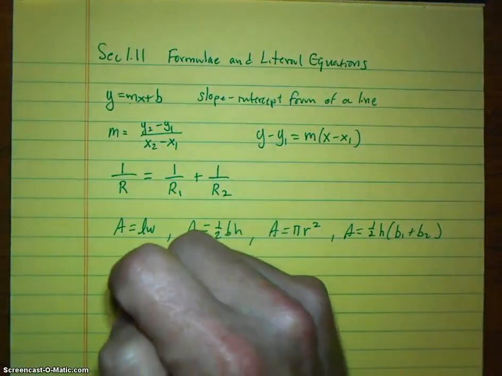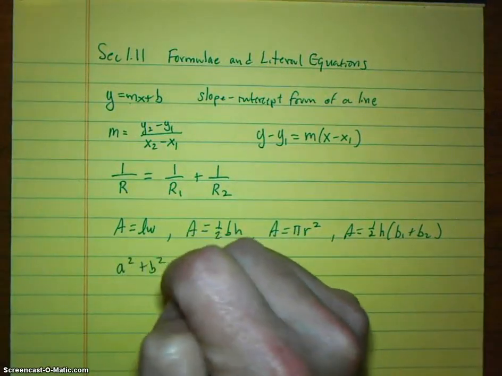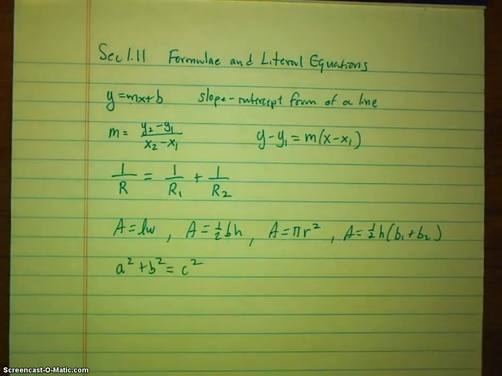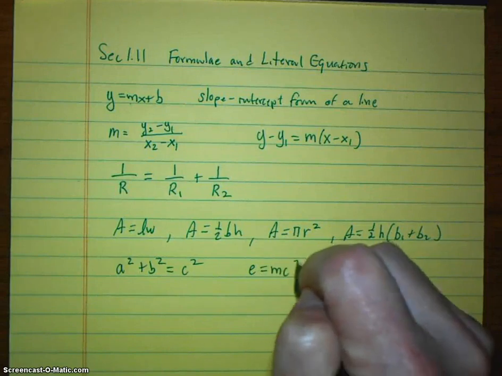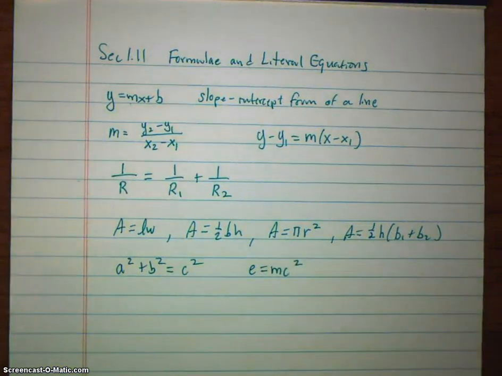There are millions and millions of formulas out there. Another one students will always give me is a squared plus b squared equals c squared. That's our Pythagorean theorem. Works in a right triangle. Another very famous one that students will sometimes say is E equals mc squared. That's Einstein's formula. Energy is mass times the speed of light squared. Okay, so what we're going to do in this section is we're going to rearrange formulas.